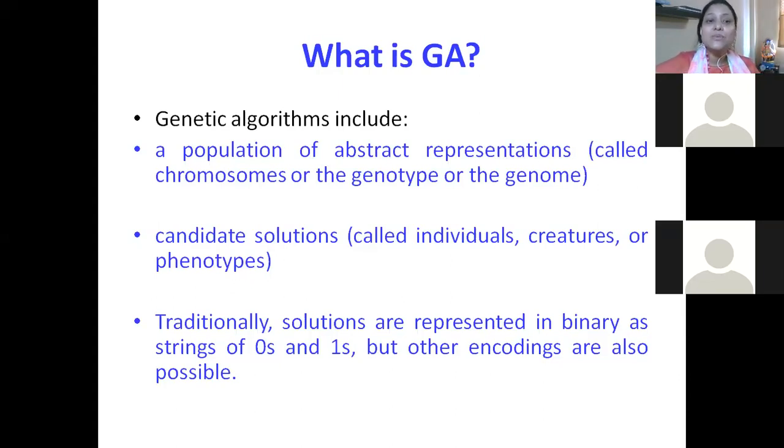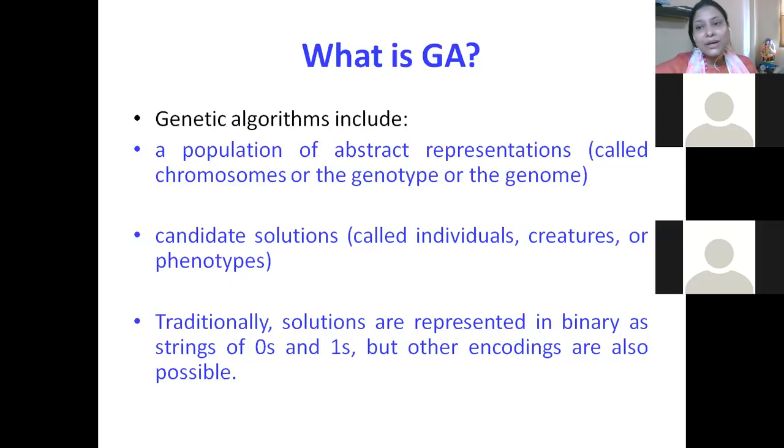So basically, that is why a population of abstract representation, this is the first step, the random generation population, which we often call chromosomes or the genotype or the genome. So it has different kinds of names. Then we have candidate solutions. Candidate solutions are often called individuals, creatures, or phenotypes. And traditionally, we are talking about the solutions.